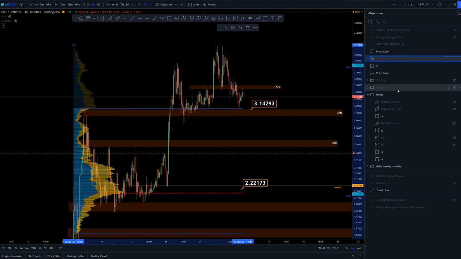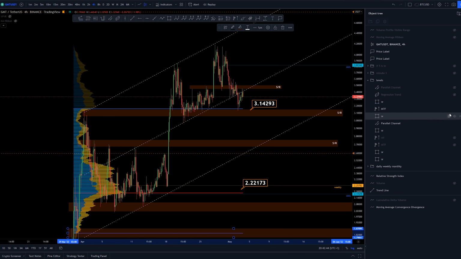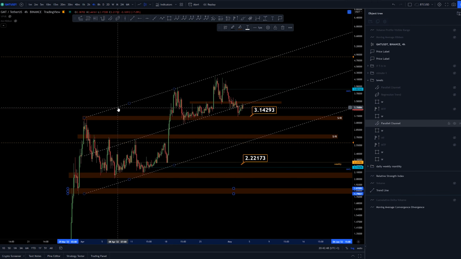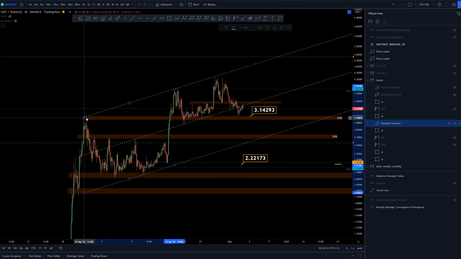There should be MTF as well. Let's put that back here. Is there something else? Not much here. There was some kind of parallel channel here that I wanted to show as well. Really local. This is actually, there we go.